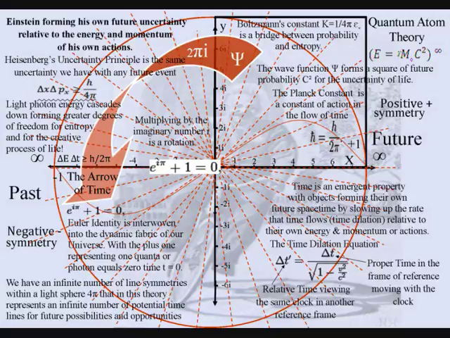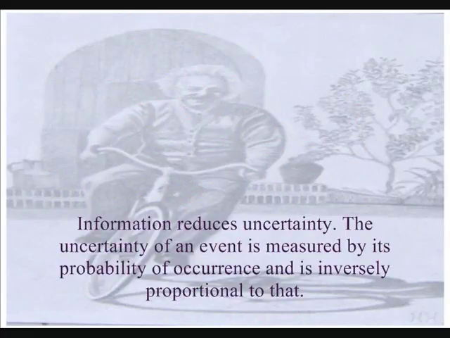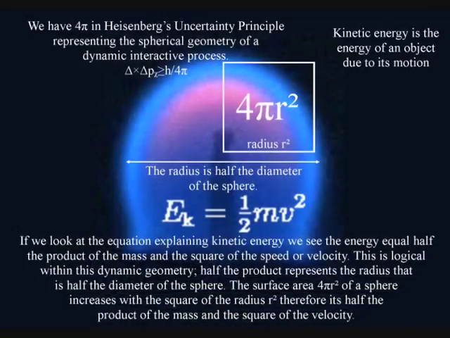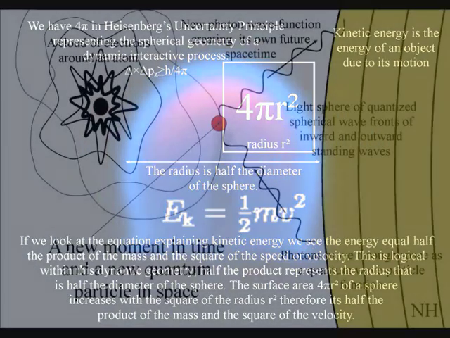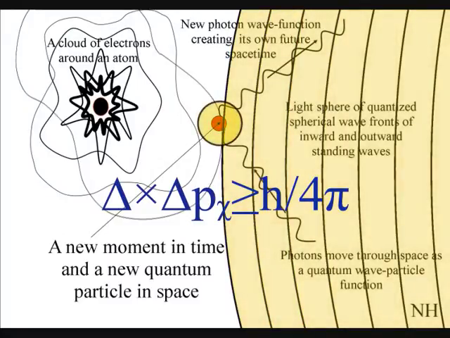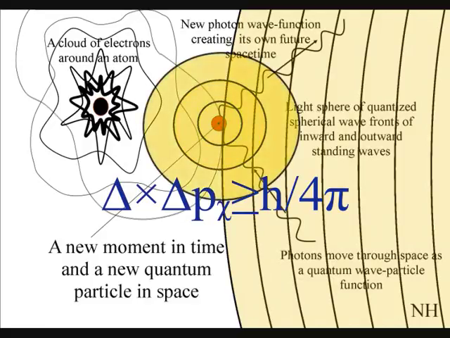Information reduces uncertainty. The uncertainty of an event is measured by its probability of occurrence, and is inversely proportional to that. The more uncertain an event, the more information is required to resolve the uncertainty of that event. In this theory, the randomness is formed by this dynamic process because there is uncertainty of where the light wave will come in contact with an external object.